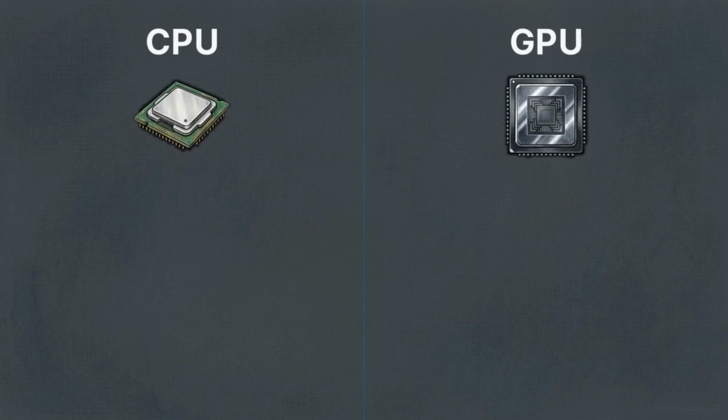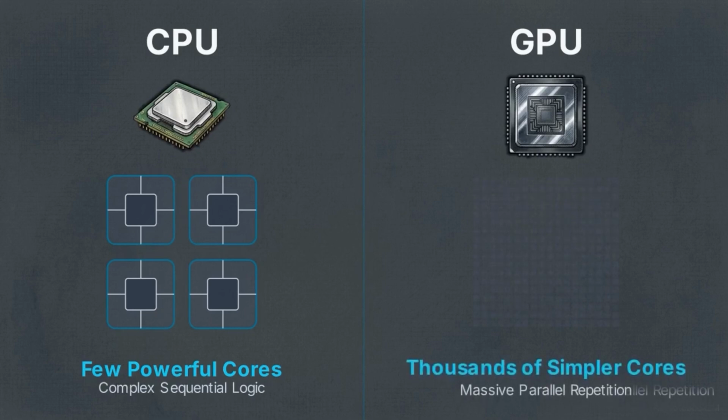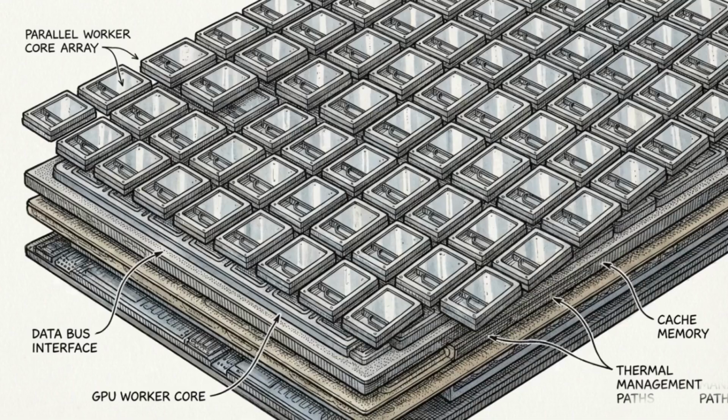This side-by-side comparison shows the architectural shift where a CPU has a few powerful cores for complex logic. A GPU is an army of thousands of smaller, simpler cores. These are designed for massive parallel repetition, performing the same operation across a huge dataset simultaneously. The GPU shifted hardware design away from complex sequential logic towards massive parallel repetition.